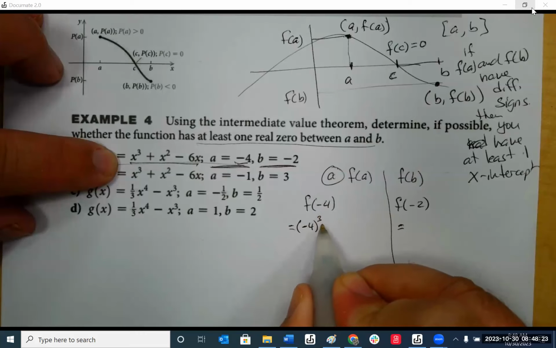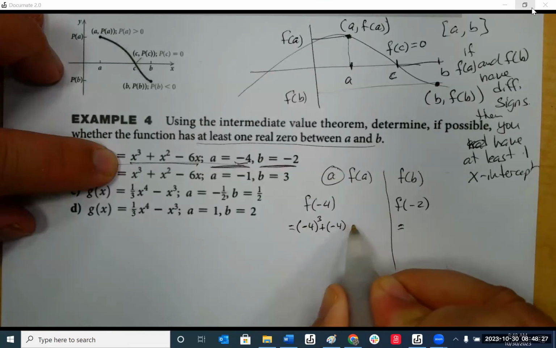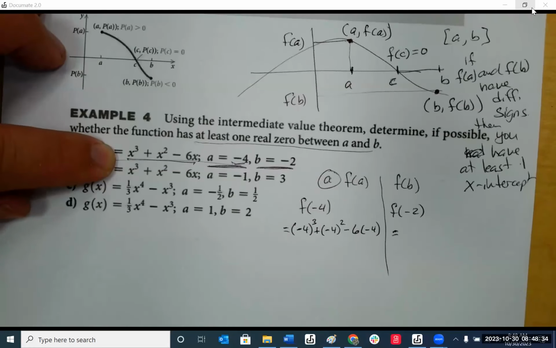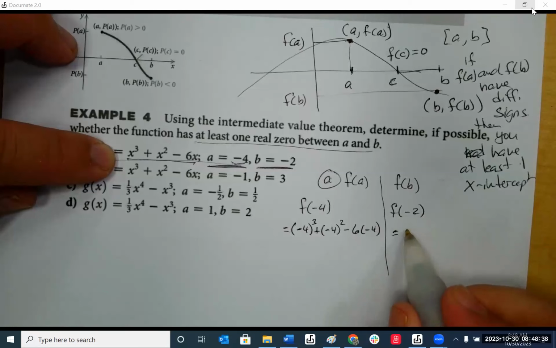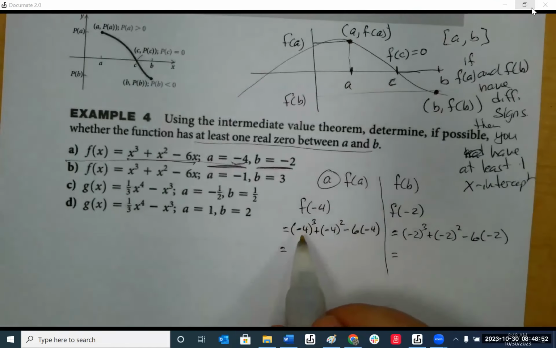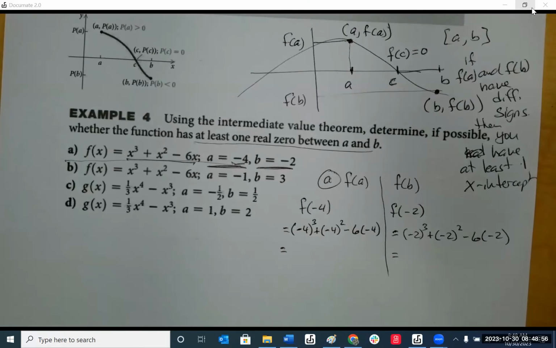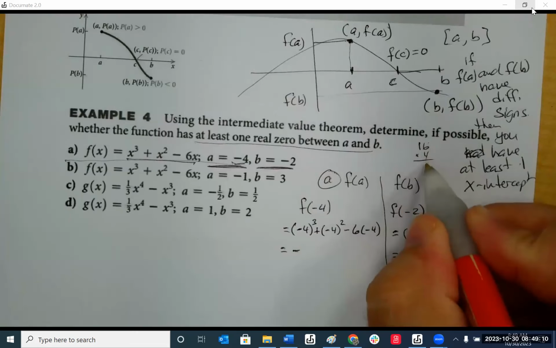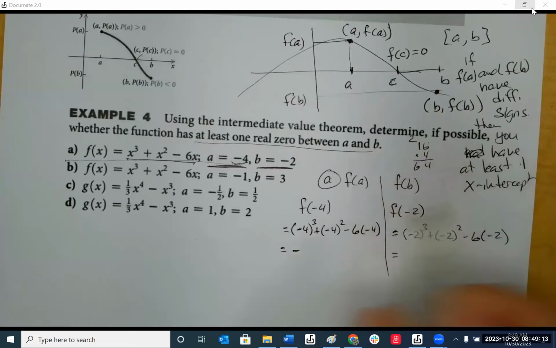-4 cubed plus -4 squared minus 6 times -4. And the other one's going to be -2 cubed plus -2 squared minus 6 times -2. What's -4 cubed? Is it going to be positive or negative? It'll be negative. 4 times 4 is 16. 16 times 4 is 64.